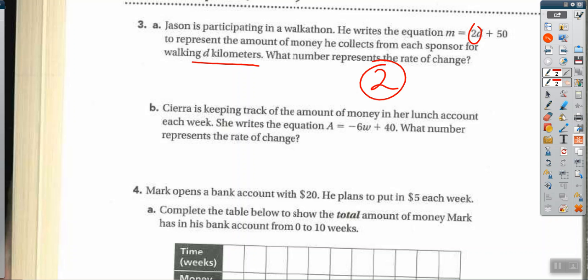Sierra is keeping track of the amount of money in her lunch account each week. She writes the equation A is equal to -6W plus 40. What number represents the rate of change? Well, same thing. So what are we multiplying every time? -6. All right.